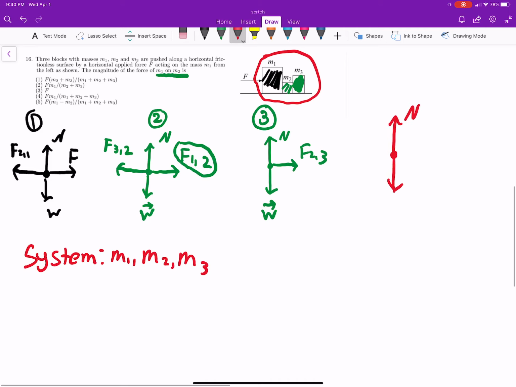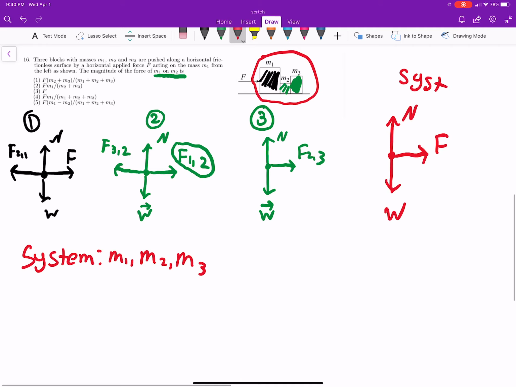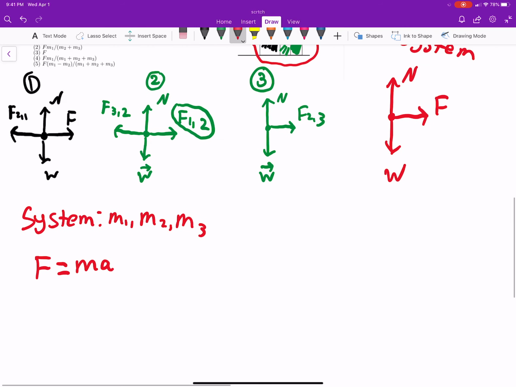Normal, weight, and our force F. So that's for the system. So the sum of forces in our x direction is F equals ma. It's technically acceleration in the x direction, but I'm just going to call it a because there's no acceleration in the y direction anyways. Okay, so let's talk about this m. It's the mass of the system. So the force equals m1 plus m2 plus m3.